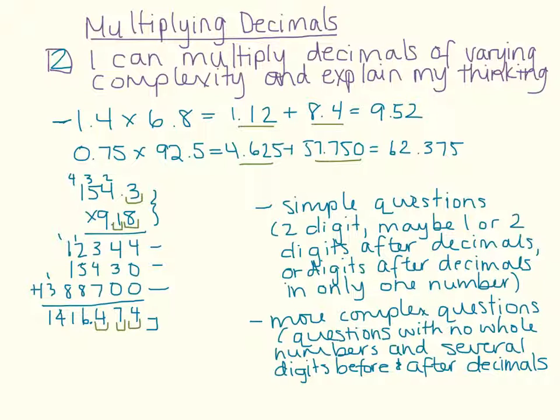Or ones where maybe the digits are only after one number, so something like 175.86 times 21. Ones that are a little bit easier to figure out in that way. And I would expect some more complex questions, questions with no whole numbers, like in this question here. Or ones with several digits before and after decimals, as in that question. And I'd expect probably 4 or more questions of these different types.